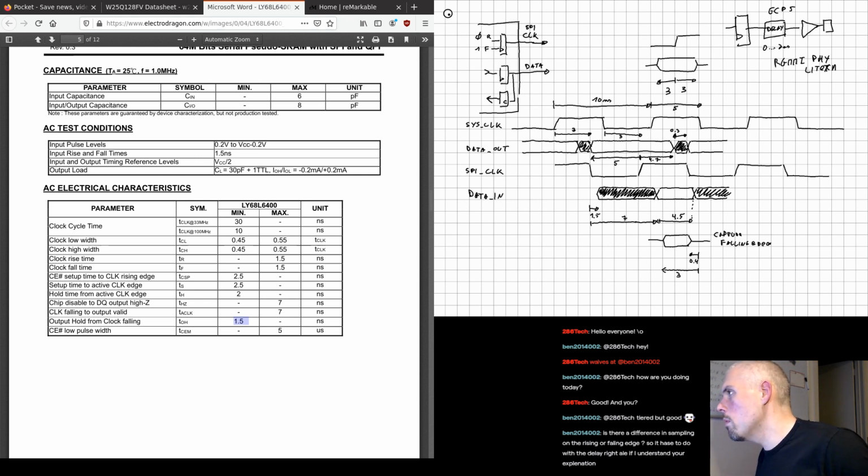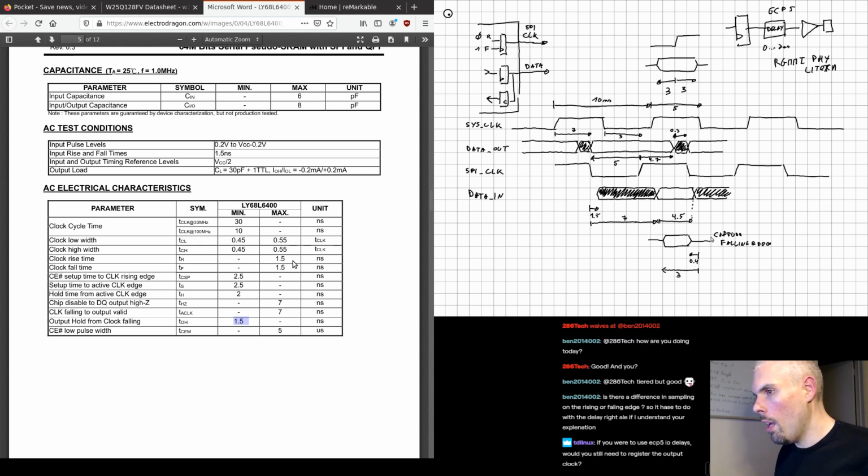Is there a difference in sampling on the rising or the falling edge? So it has to do with the delay. Well, here there is obviously a 5 nanosecond difference between sampling on the rising and the falling edge, right? And yeah, we need to sample on the falling edge so that the capture window, which is where the data is going to be sampled from, actually falls inside the data valid window from the SPI flash.